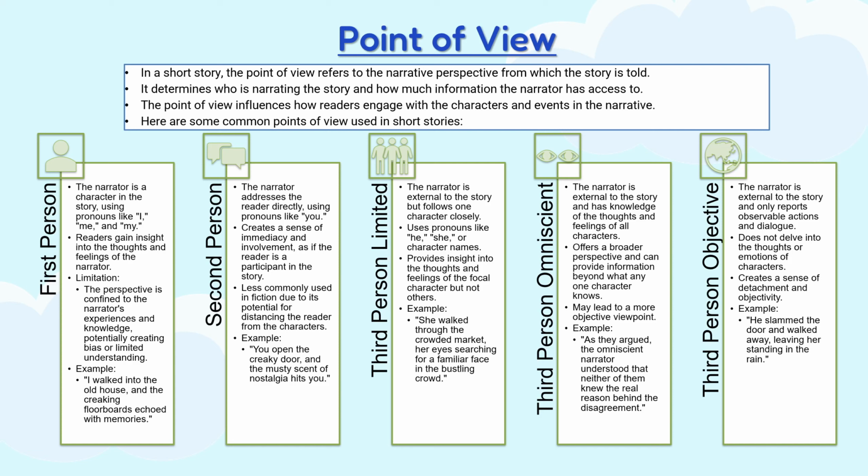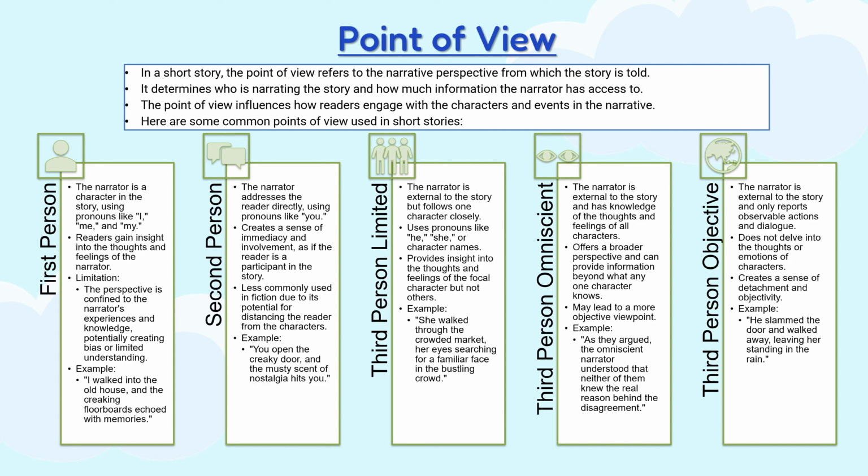Okay, sorry about that. The omniscient narrator offers a broader perspective and can provide information beyond what any one character knows. It means that he knows about everything in the group. It may lead to a more objective viewpoint because you are not focusing on only one viewpoint. For example, as they argued, the omniscient narrator understood that neither of them knew the real reason behind the disagreement. So A and B don't know why they are disagreeing with one another, but the narrator knew. That is what we call third person omniscient.